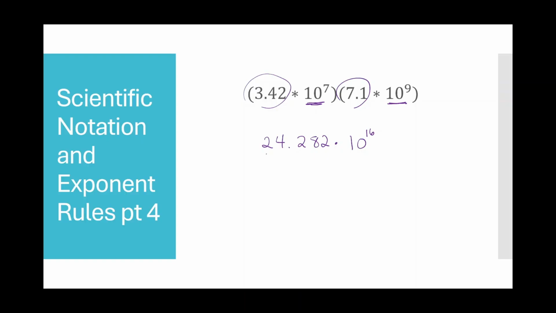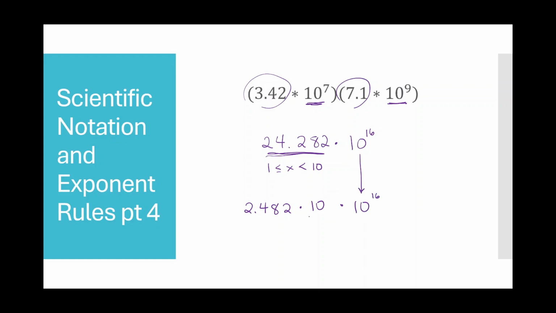Now this should give you pause, because what did I say at the very beginning? I said this number here has to be 1 or bigger and less than 10. And 24 is certainly not less than 10. So this is not done because this answer is not in scientific notation. So what I would like to do is take this 24.282 and make it smaller than 10. I am going to divide out a 10. So I'm going to take this answer and divide out a 10. I get left with this. Here is that 10 I took out, and here is the 16 that I just brought down.